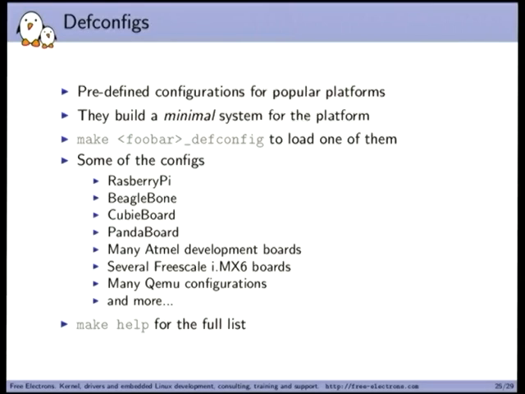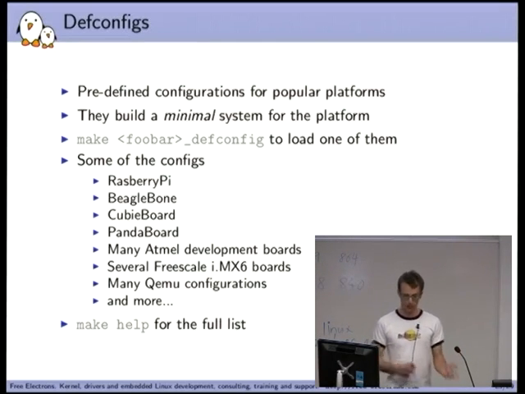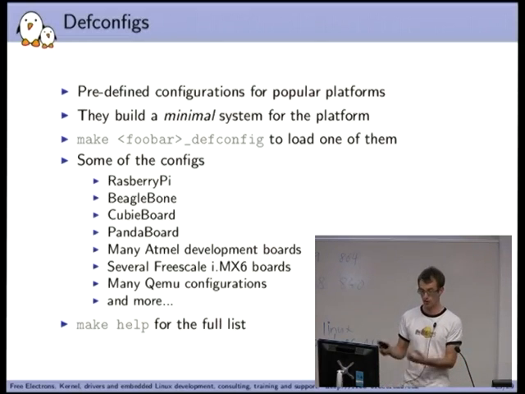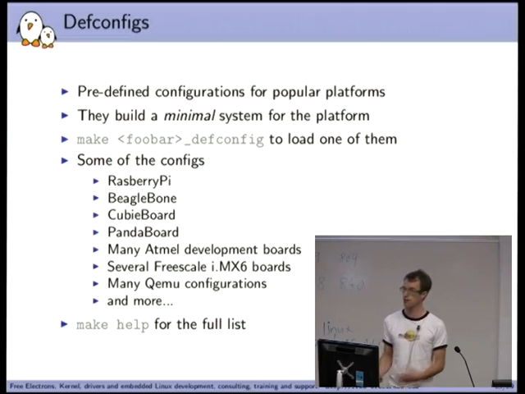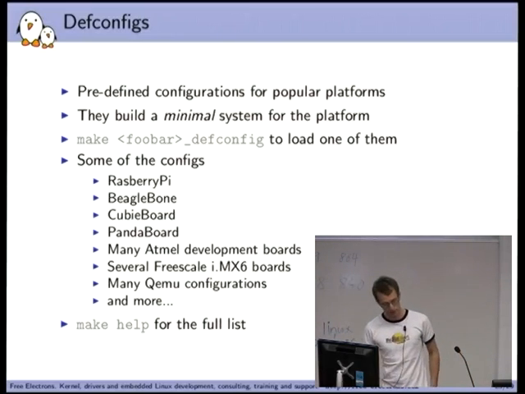Another thing that comes with Buildroot are defconfigs. It's pretty much like the kernel ones. Defconfigs are configurations for popular platforms. And in Buildroot, we've decided to have configurations that build a minimal system for the platform. So for example, we have configurations for the Raspberry Pi, for the BeagleBone, for the CubieBoard, for PandaBoard, for many Atmel boards, Freescale boards, and also for many QEMU configurations, so that you can experiment with Buildroot and run things in QEMU ARM, QEMU MIPS, QEMU SPARC, and we have many of them, like tens of them.